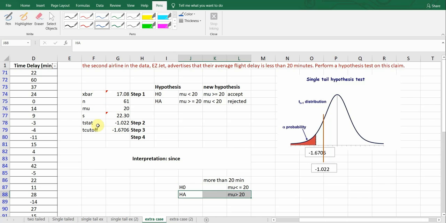Again, we do the calculation for t-stat, t-cutoff, and either accept the null hypothesis or reject my null hypothesis, accepting our alternate hypothesis. So this is how you do it for all these four cases of less than and equal to, more than and equal to, and also for the case of less than and more than. So these are all the varieties of single-tailed hypothesis test.